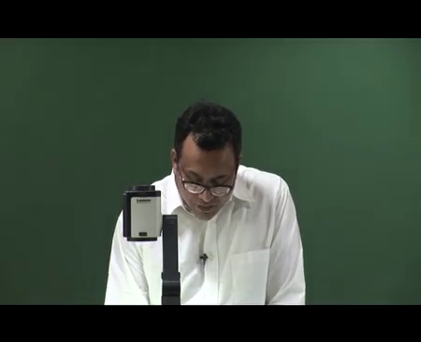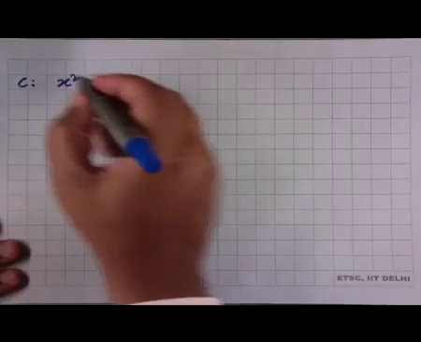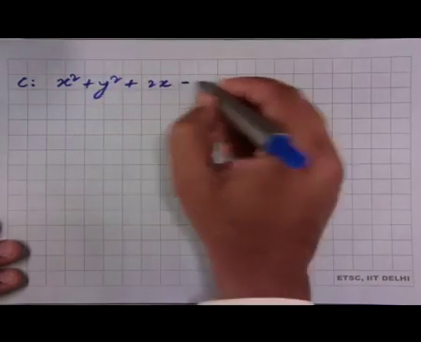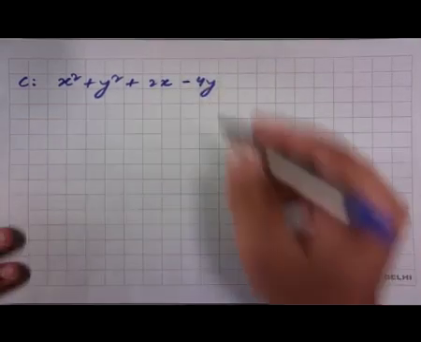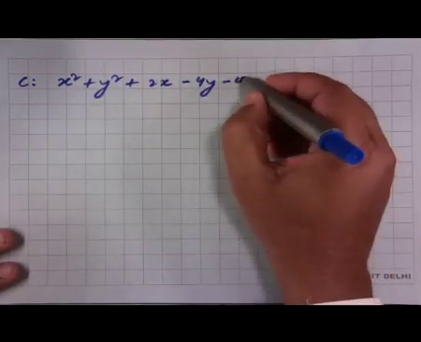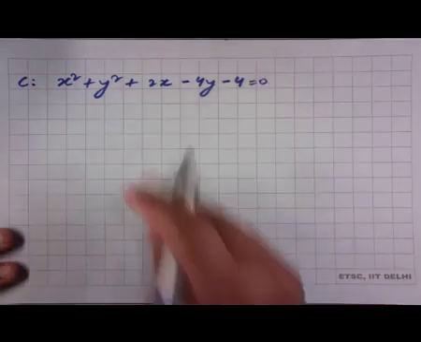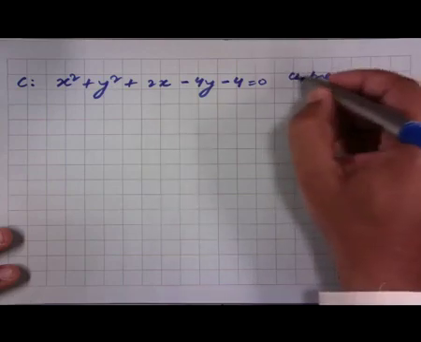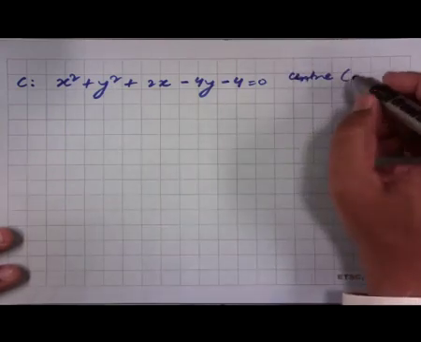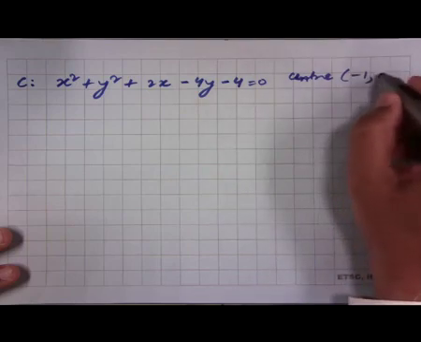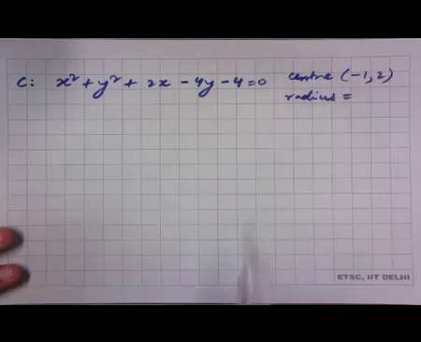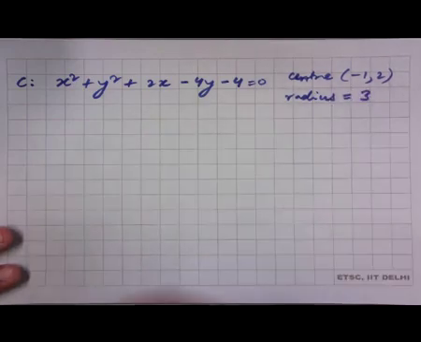Let us take a little example here just to illustrate this particular idea. Let us consider the circle x square plus y square plus 2x minus 4y minus 4 equals 0. So, as you can see, the center of the circle is at minus 1 comma 2 and the radius is 3 units.